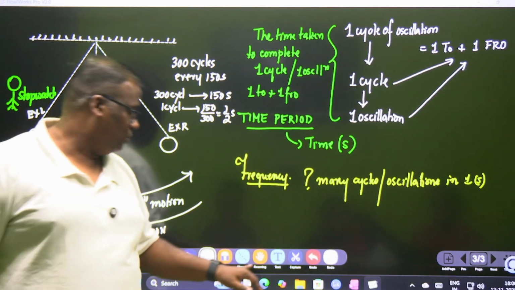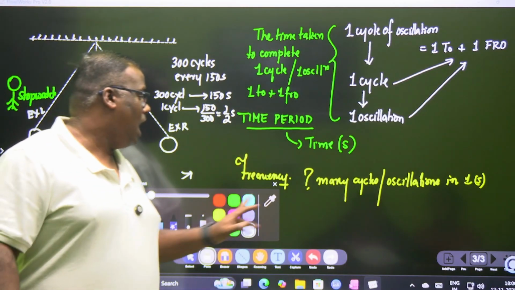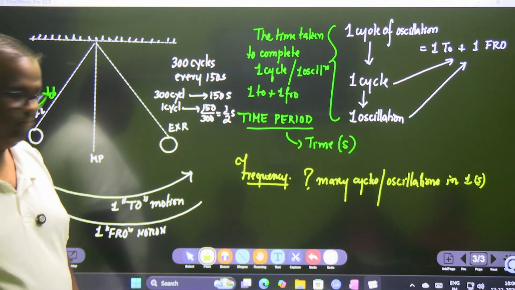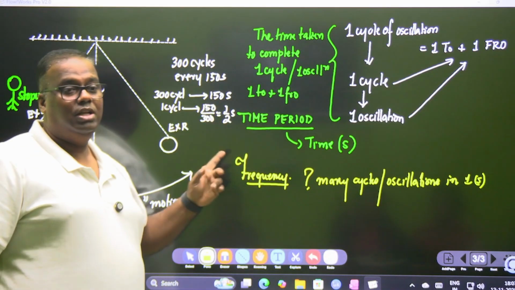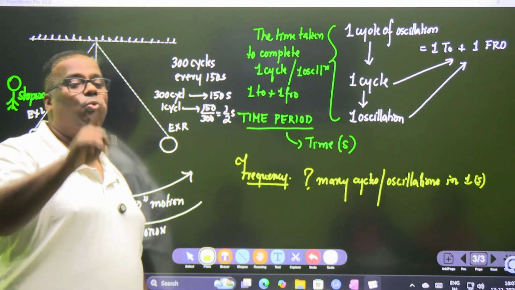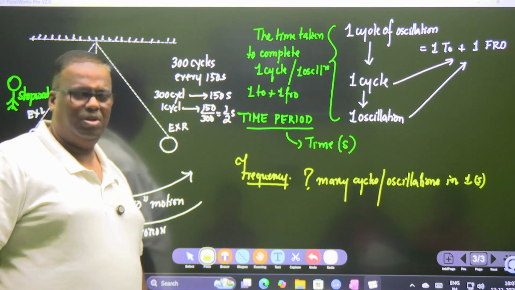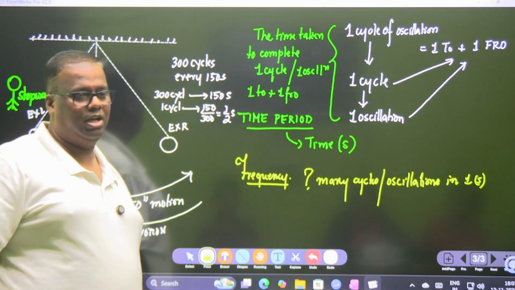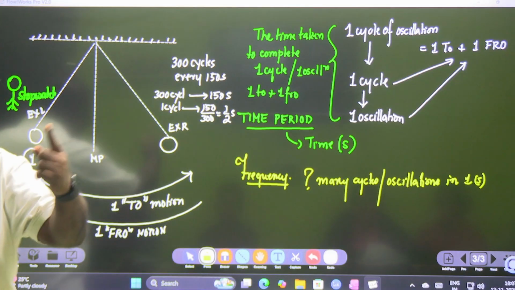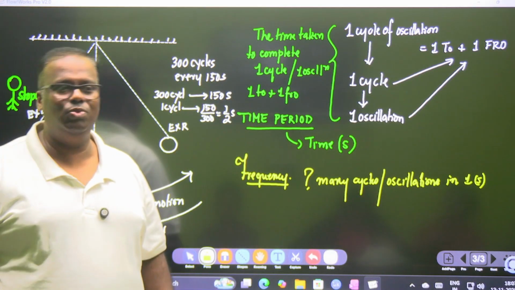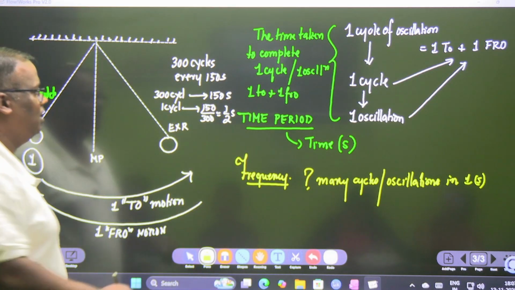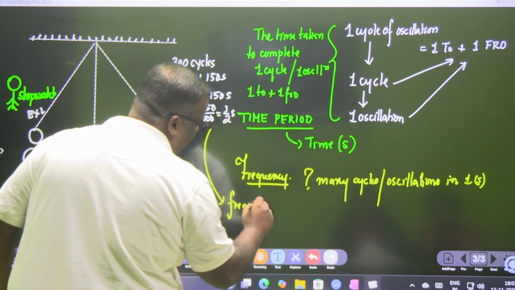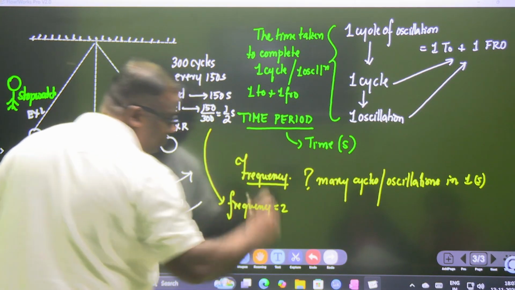Now we go back to frequency. What is frequency? How many oscillations in 1 second? So out here you're saying that in half a second you do one oscillation. But we don't want to measure you in half a second. We want to measure you in 1 second. In half a second, you do one oscillation, so in 1 second, you will do two oscillations. Therefore, the frequency for this problem is 2.